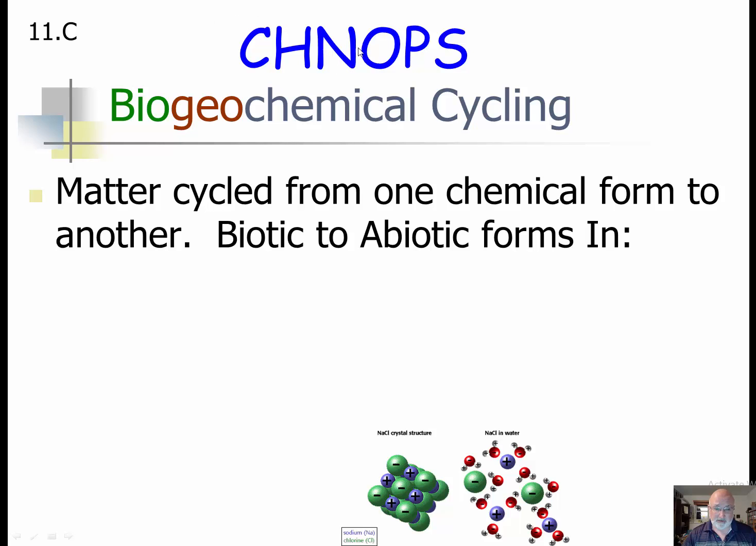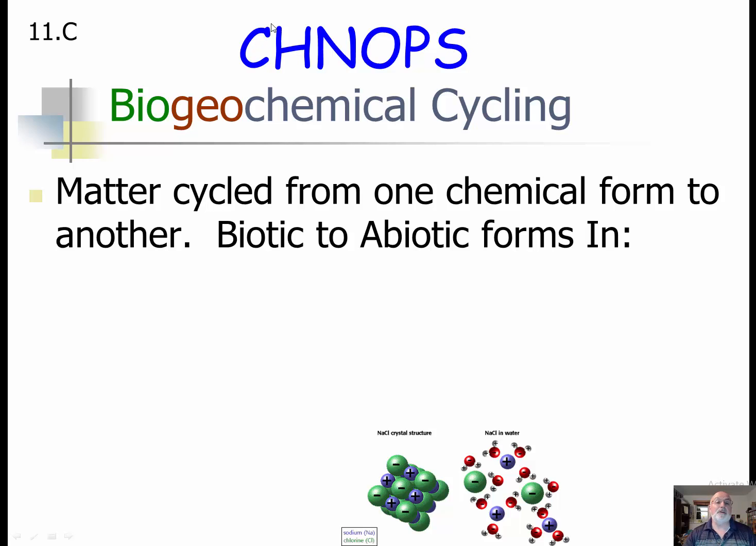Nitrogen we need for proteins and nucleic acids. Oxygen we need for breathing, breaking down of food, but it's also in photosynthesis and respiration. Phosphorus, we need that for ATP, ADP, and some other things too. And sulfur, we need for amino acids for making proteins. So we're cycling all these.